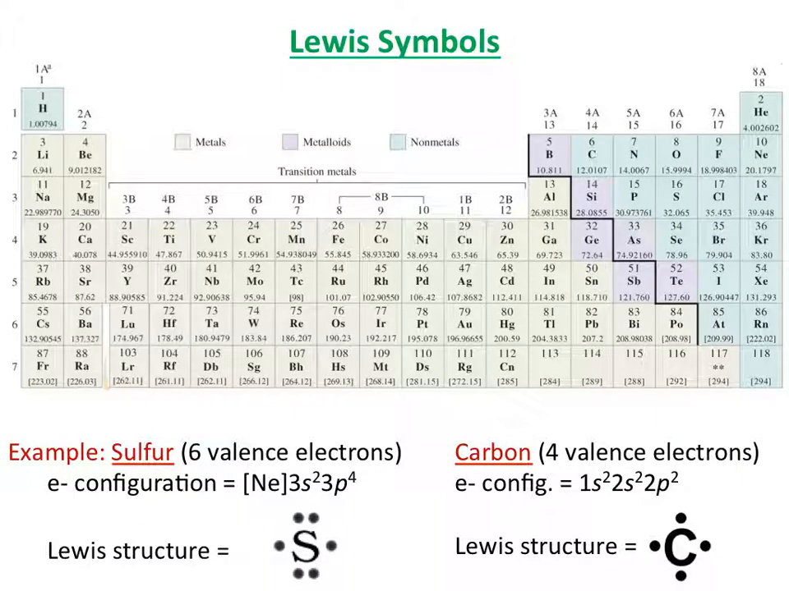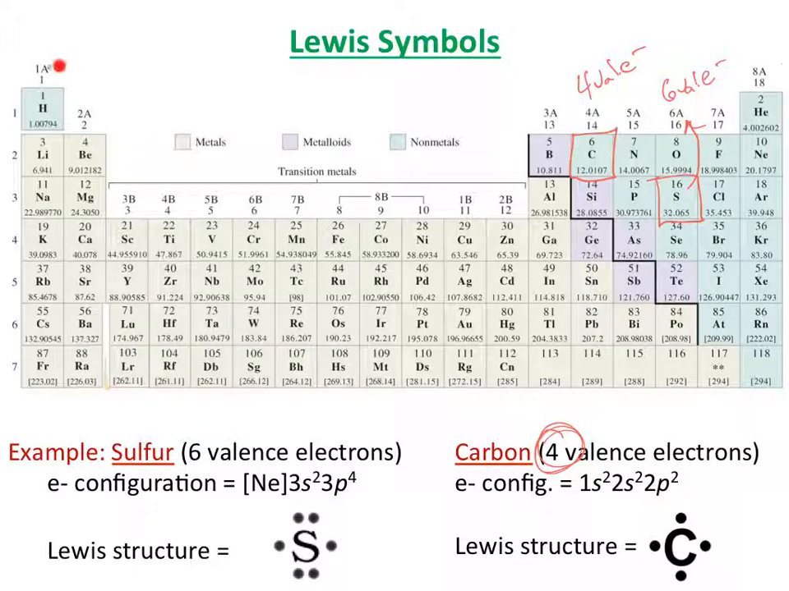Now there's actually a simpler way to identify the valence electrons, because if we look at sulfur on the periodic table, we know sulfur is right here, and it's in group 6A. Group 6A means that it has 6 valence electrons. When we look at carbon, carbon is over here in group 4A, and guess what? It also has 4 valence electrons. And so by looking at the group number, we can determine how many valence electrons there are.